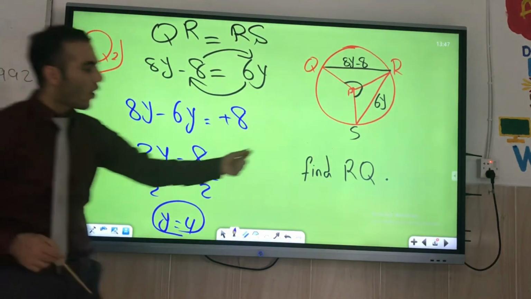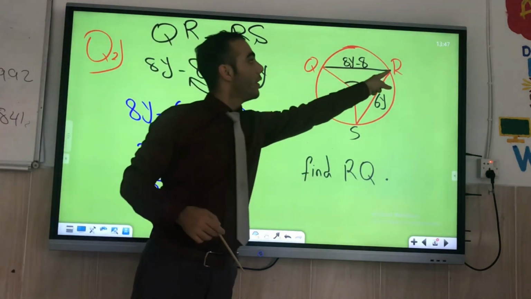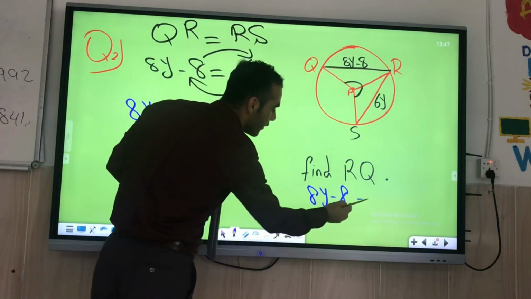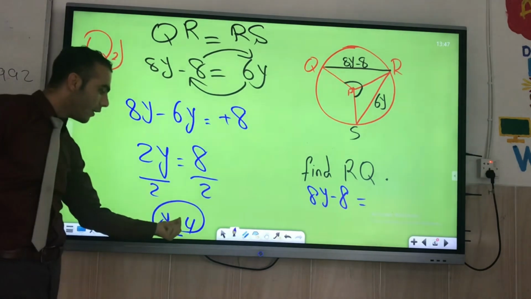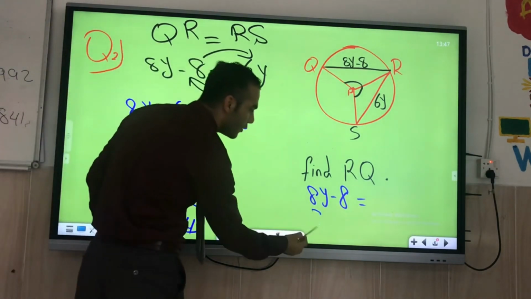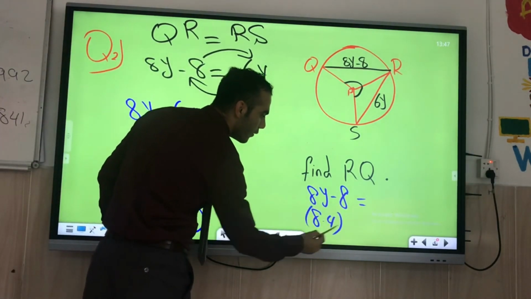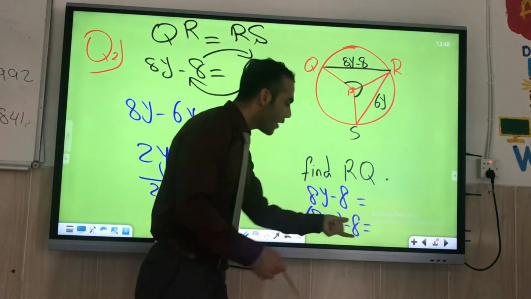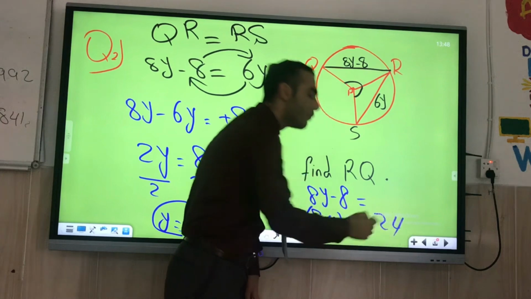And still it's not the end. We need to find RQ. So RQ is equal to 8y minus 8. And we got the value of y is equal to 4. So 8 multiplied by 4 minus 8. 8 multiplied by 4, 32. Minus 8, 24.